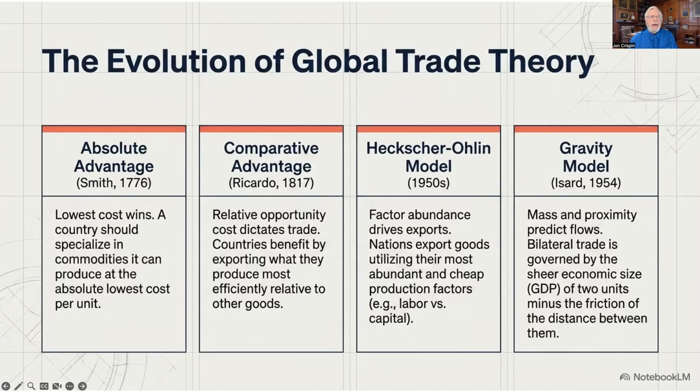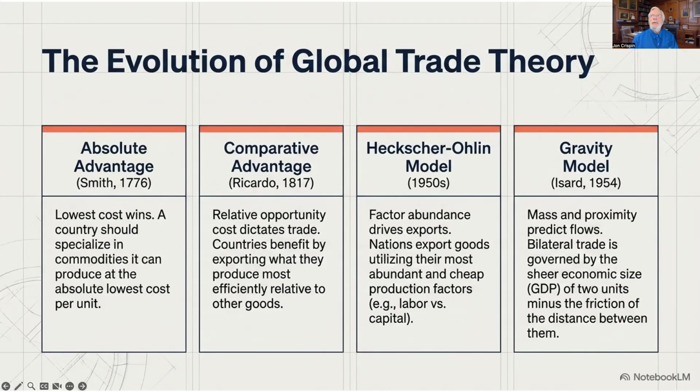So let's look at how global trade theory has evolved. It basically formally started back in 1776 with Adam Smith, where he talked about the lowest cost wins, and a country should specialize in commodities it can produce at absolute lowest cost per unit. It almost sounds like Walmart, doesn't it?